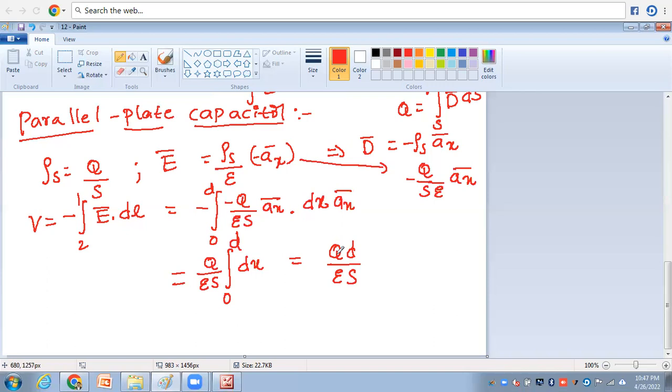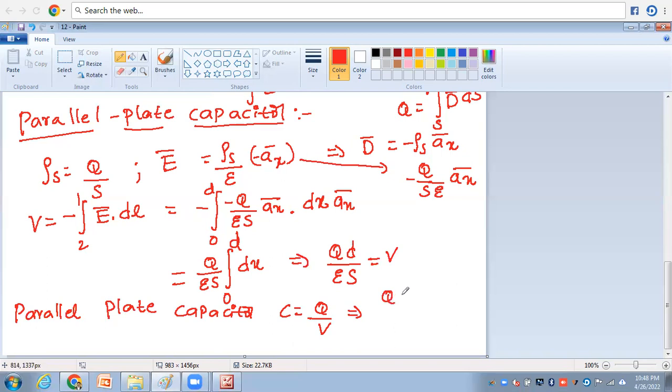Now I will write the final expression for the parallel plate capacitor. One second, I will rewrite this expression. Parallel plate capacitor, that is C equal to Q by V. Then substitute this expression for V, so finally Q by Q into d by epsilon s. Then finally Q gets cancelled. So the capacitance C equal to epsilon s by d, where d is the distance. Okay, I will take the box.